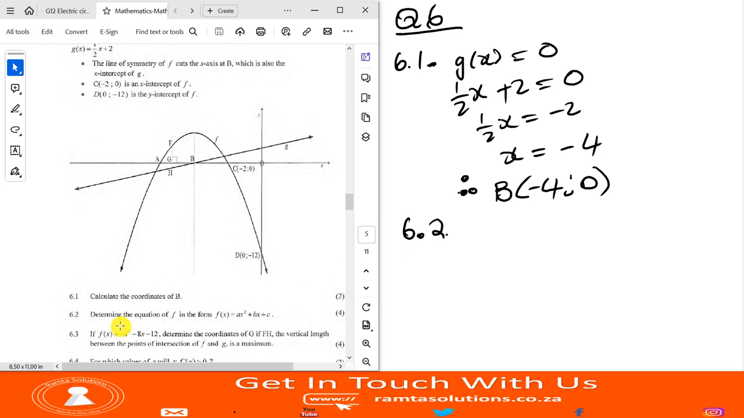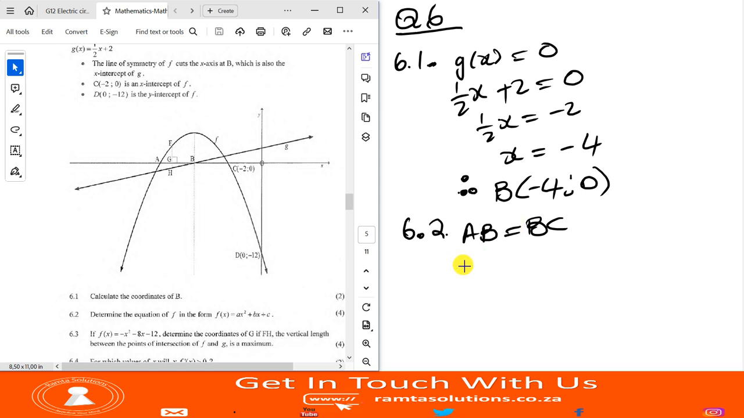6.2 now, determine the equation of f in the form f of x equals ax squared plus bx plus c. So, what we know, distance between AB is equal to distance between BC. So, I will tell you now, AB is equal to BC. Or you can use midpoint. What is AB? Let's say, A, B, and B, C. All right, it's fine. What is AB?